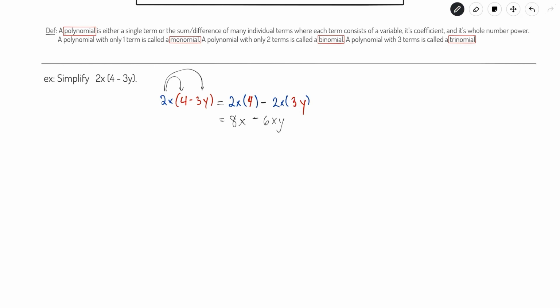There's nothing more to simplify because, well, there's no like terms as we see. I have 8x, I have negative 6xy. These two terms have completely different variable groups. This one has an x variable group, and this one has an xy variable group. They are not like terms, and so they cannot simplify any further than that.